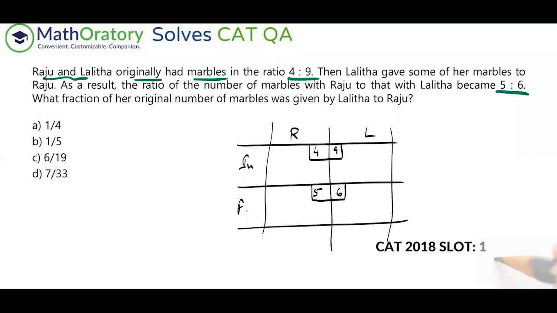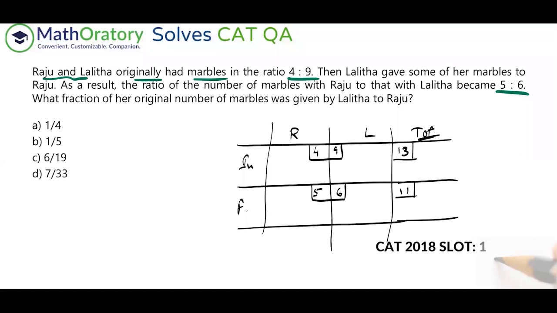If you think about the main context of this question, initially they have a total number of marbles, right? So if Lalita is giving a certain number of marbles to Raju, the total number of marbles with Raju and Lalita is not going to change, right? It's just transferring from Lalita to Raju. So let us work on the totals here. In the boxes that we have, what are the totals? In this case, we have 13 as the total, and in this case, we have 11 as the total, right?